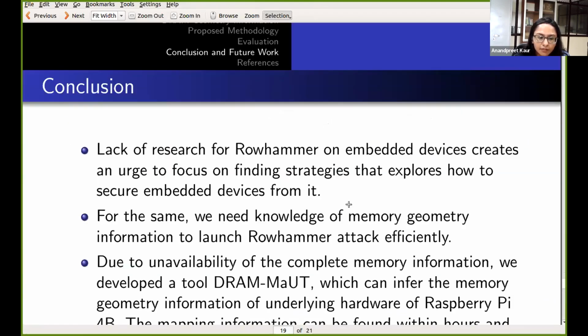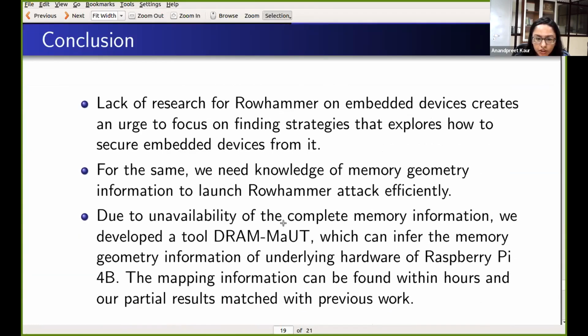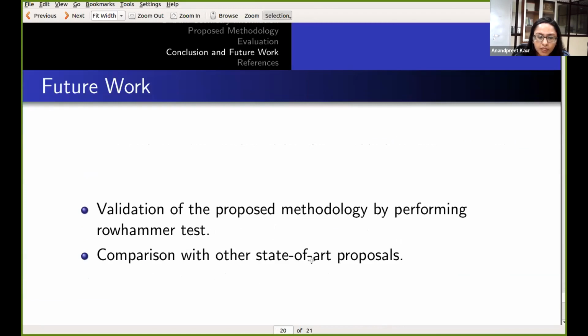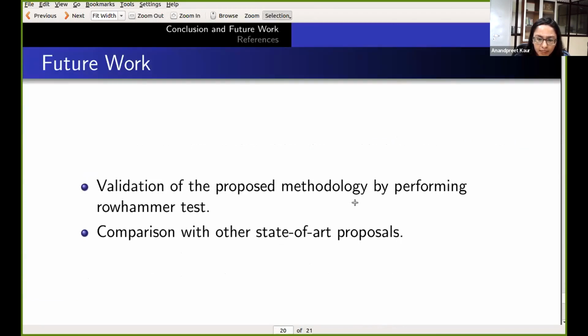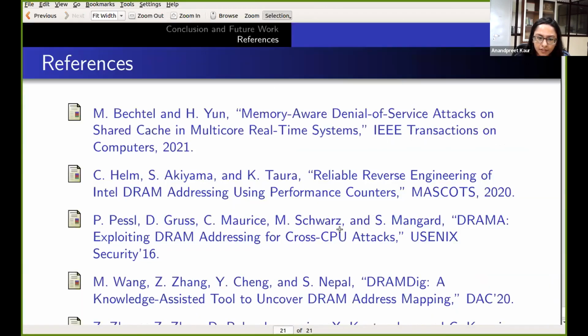To conclude, I would say there is a need to explore Rowhammer on embedded devices. For the same, we require the memory geometry information, and we propose a tool, DRAMMod, which infers the memory geometry information of the underlying hardware. Future work includes the validation of the proposed methodology by performing Rowhammer tests and comparison with state-of-the-art proposals. These are the references. Thank you.